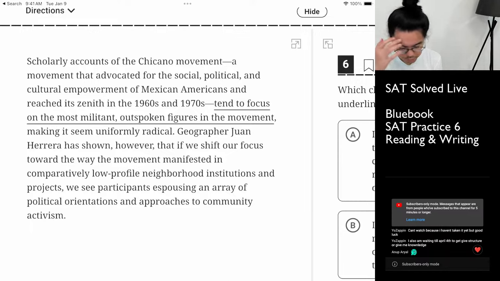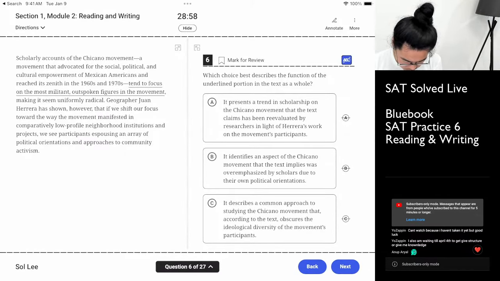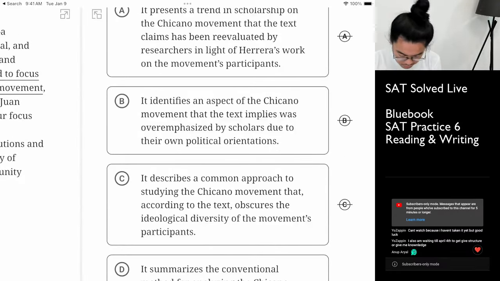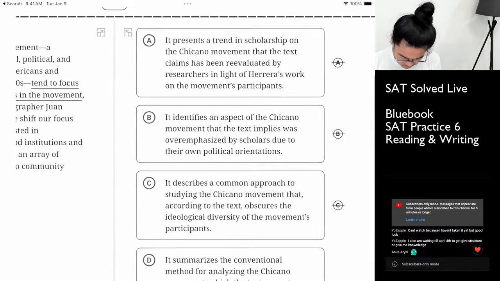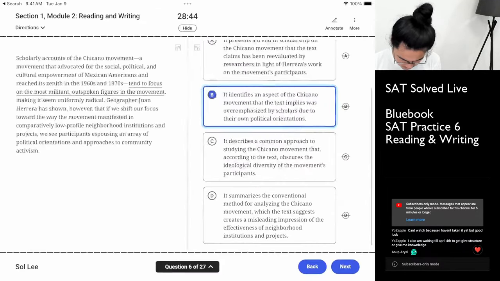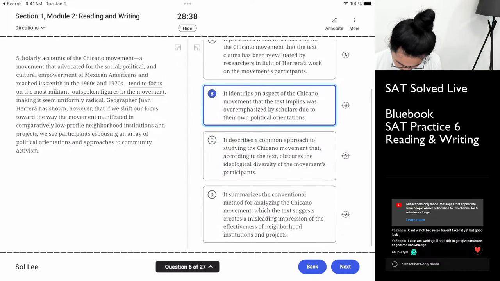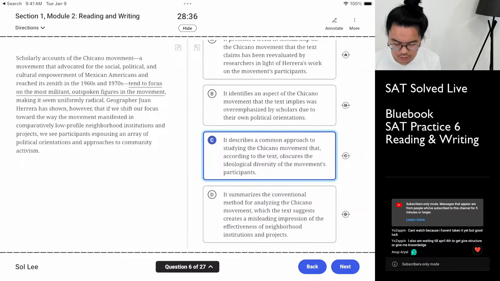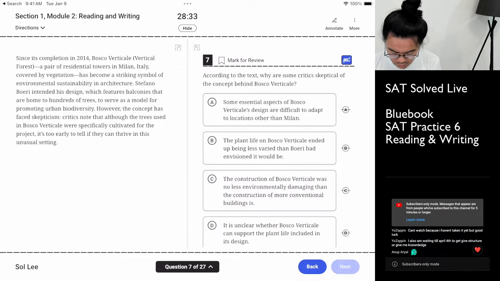Scholarly accounts of Chicano movement tend to focus on the militant. But if we look at the others, we see a diversity. Okay, so focusing on a particular limitation of a group of scholarly accounts. No political orientation. No. Obscures. There we go. Obscures. There we go.